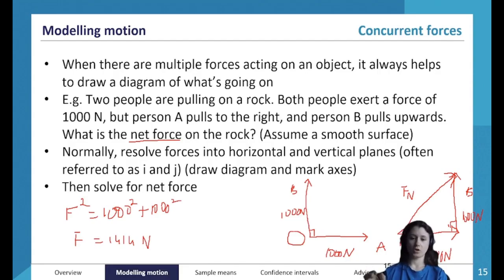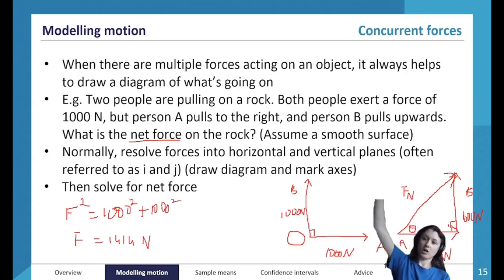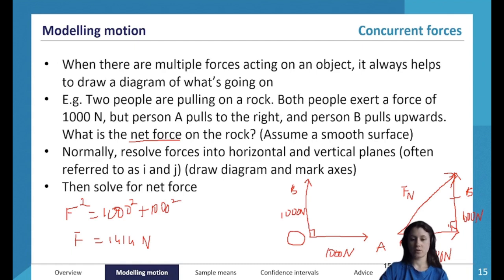Alright? So, if a lot more force was being used to pull upwards, instead of both our forces being equal, then you'd expect that the angle would be a lot greater, because that would mean that the rock has more force acting upwards, alright? But here, because both of our lengths are the same, we actually have an isosceles triangle, which means that this angle will be 45 degrees.